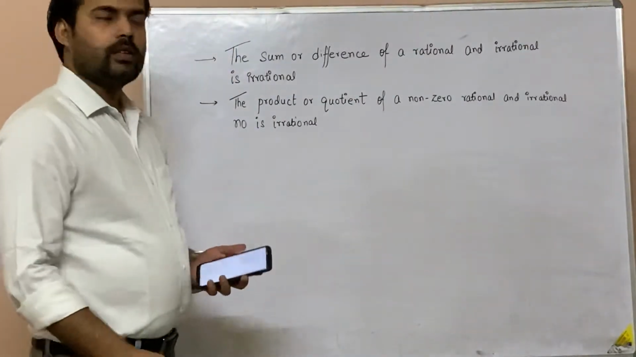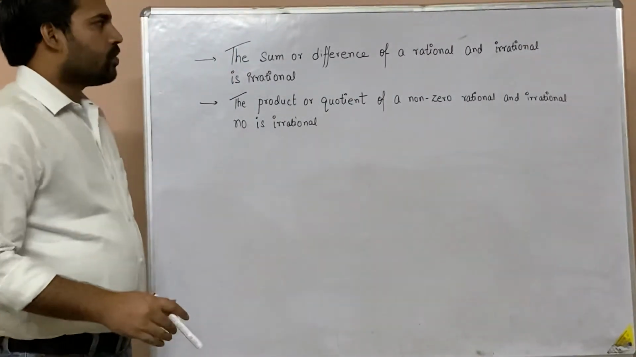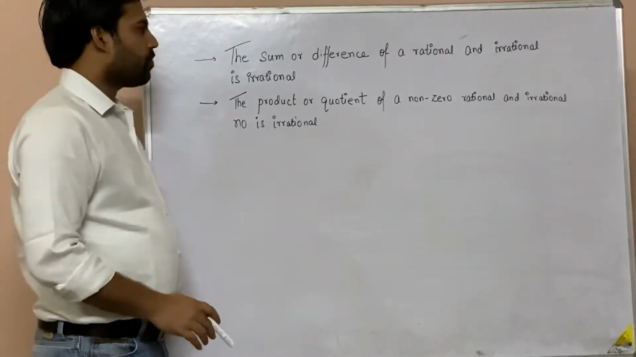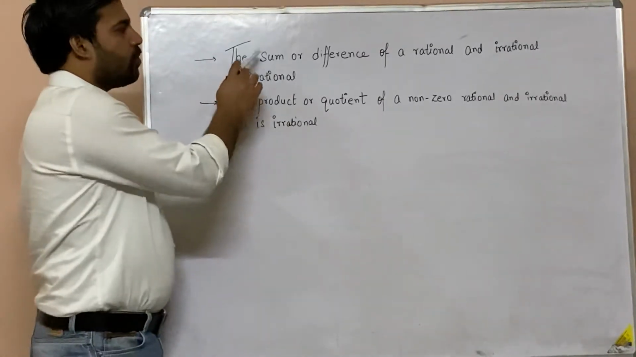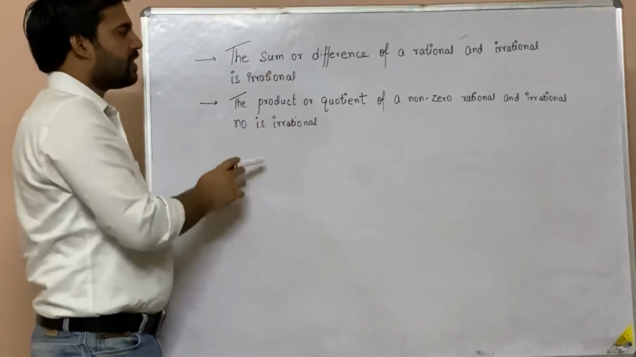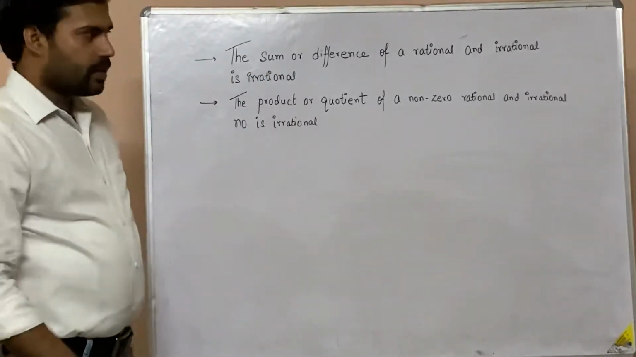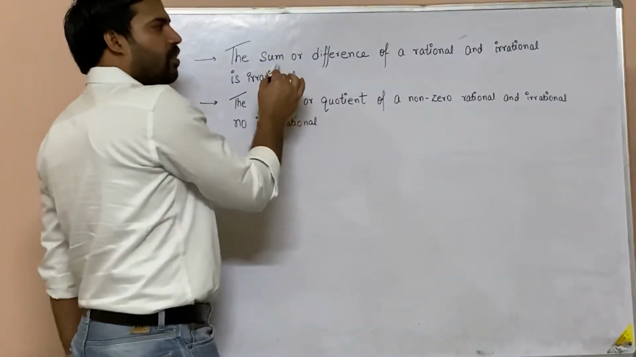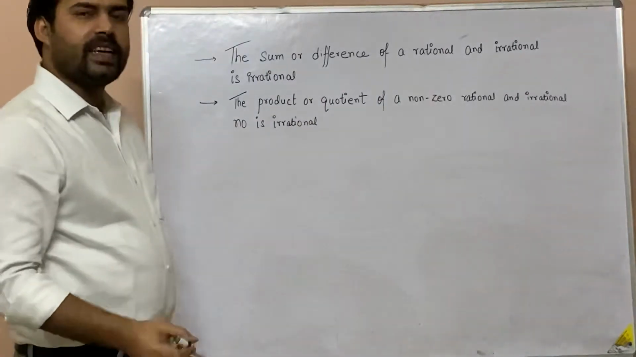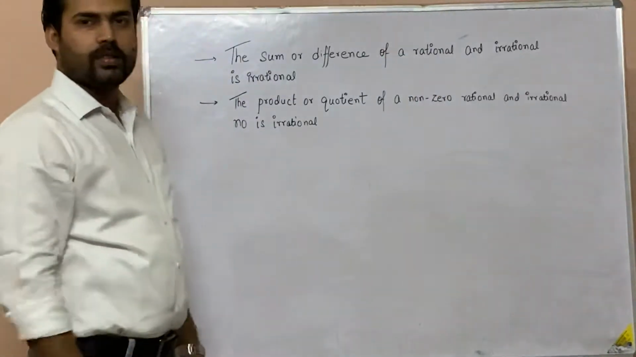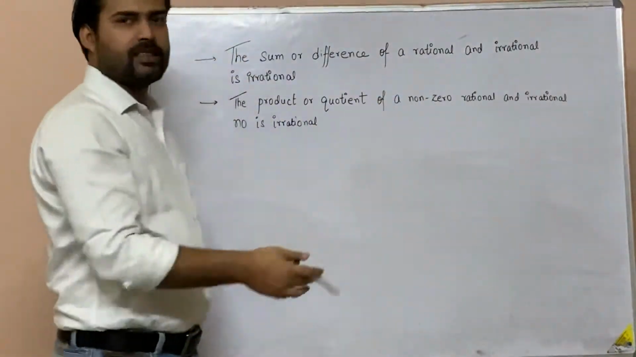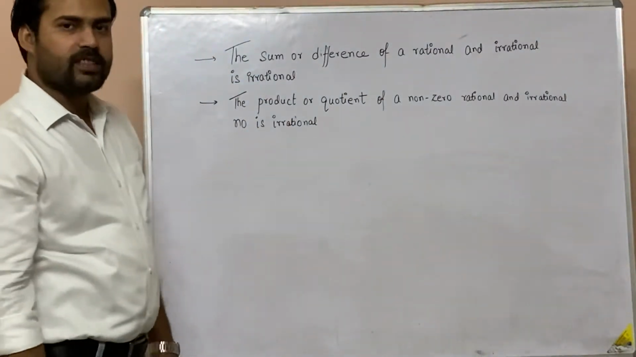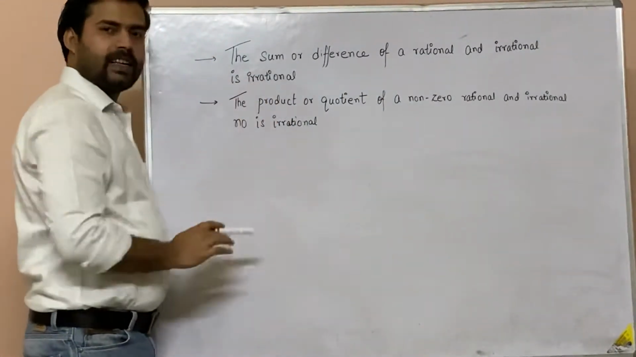So now students, for the next topic, before we start it off, let us just recall a few of the things that we have studied in our class 9. The first one is that the sum or difference of a rational and an irrational is irrational. That means if an irrational number is added or subtracted with any rational number, or it may be any other irrational number, the result is always irrational.